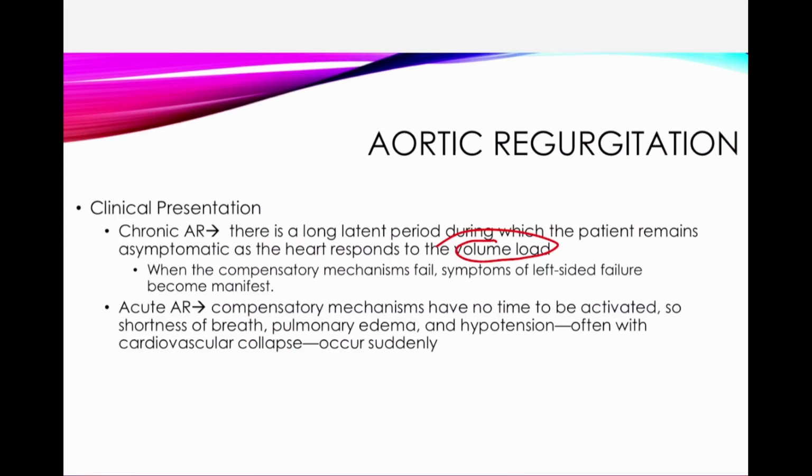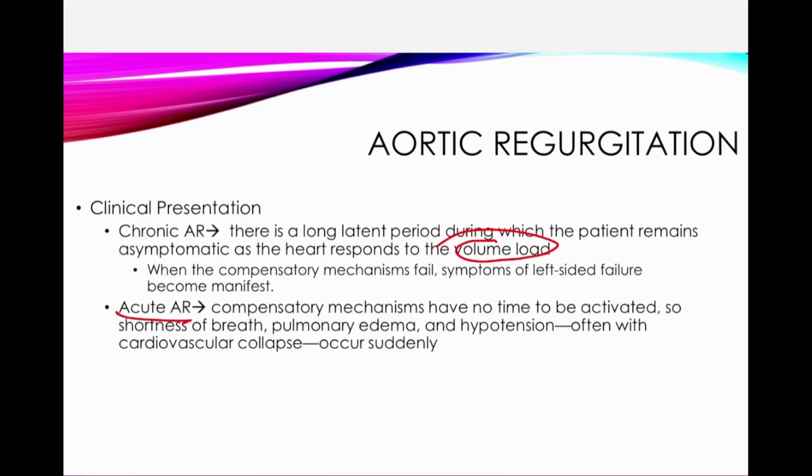Aortic stenosis is a pressure problem. Aortic regurgitation is a volume problem. There's too much volume of blood on the heart now because we're filling from the atria, but we're also filling from the aorta at the same time. So we're getting an increased amount of blood in the ventricles. So it's a volume overload problem. This is with chronic aortic regurgitation. It takes a long time to develop.